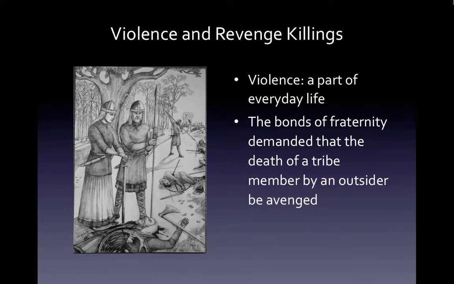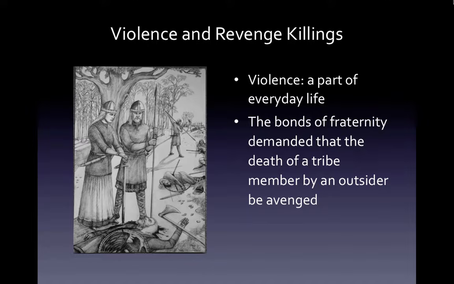Because Anglo-Saxon society was a warrior society, violence was a fact of everyday life. The bonds of fraternity demanded that any death suffered at the hands of an outsider be avenged. Revenge killings were the order of the day, pitting tribe against tribe, and a single death could unleash a chain of violence that could go on for generations.